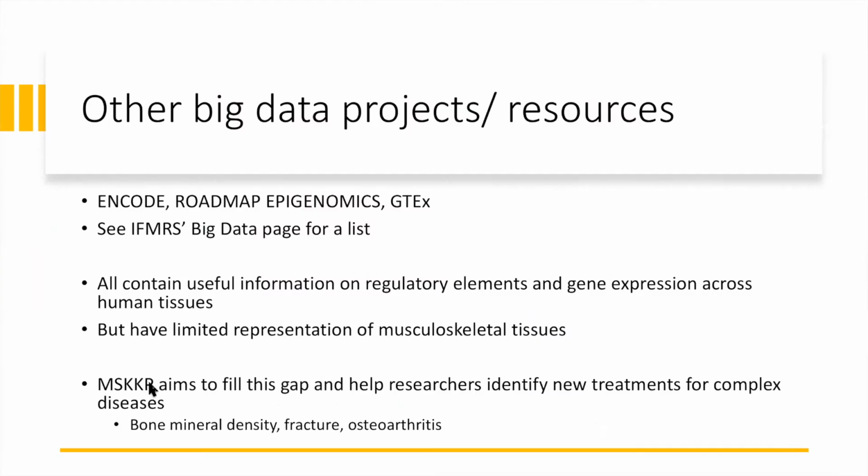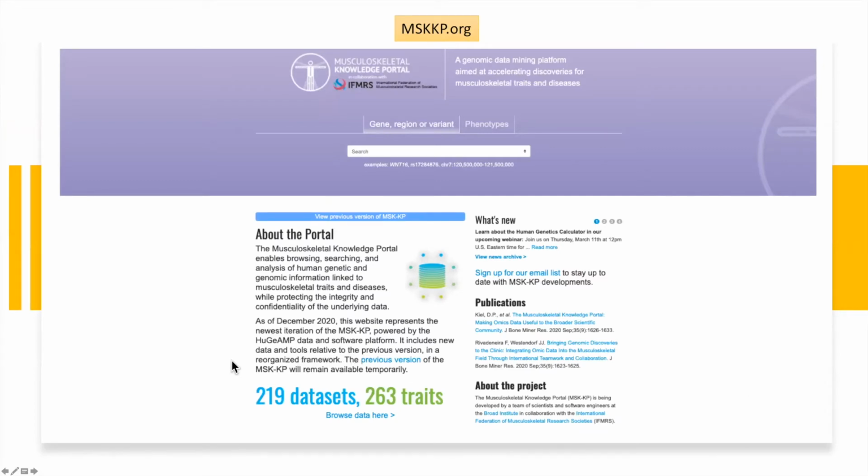The current website is on a new user interface. And this is powered by the Human Genome AMP data and software platform, which the Broad has been developing, especially for their diabetes portal. There's a previous version, but if you have used the old version, that's going to be decommissioned at the end of the month. So you'll have to go to this new platform. We currently have 219 data sets and 263 traits represented. On the right side of the homepage here, you'll see some webinars.